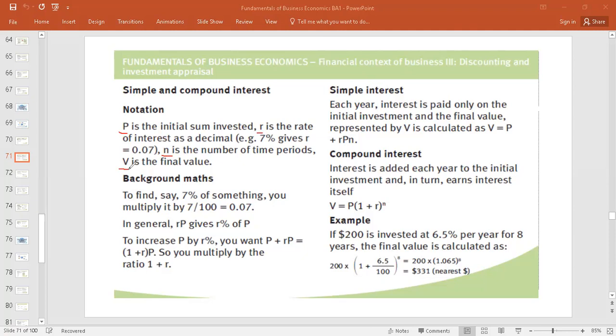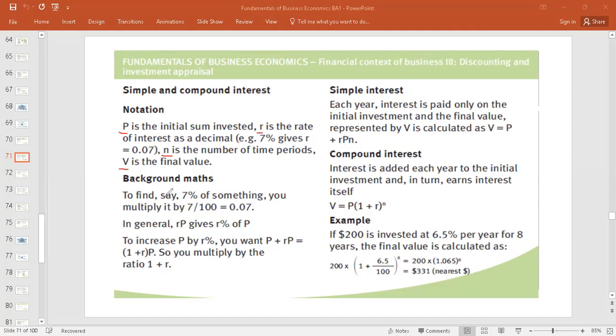If a principal amount is invested as of today, this investment will attract interest at the rate of R. R is the rate of interest. At the rate of R%, interest will be calculated for as long as the time period, for n number of years or n number of time periods. So taking the time period as n, calculate the value of B.